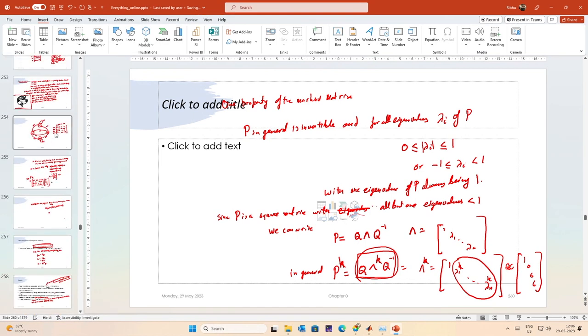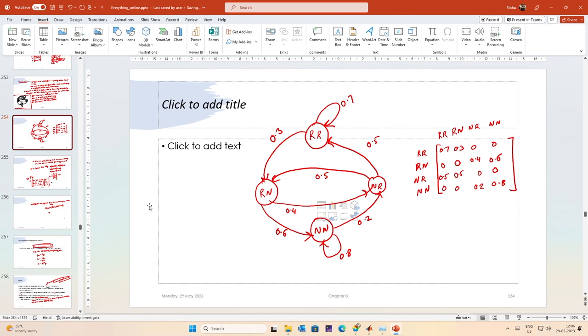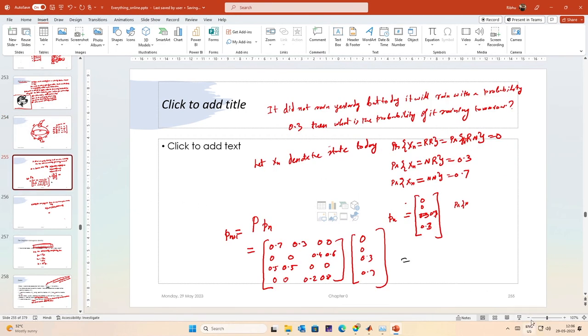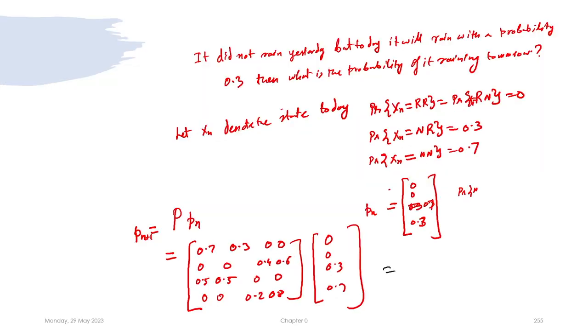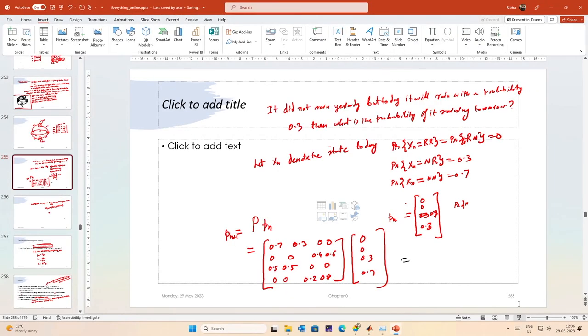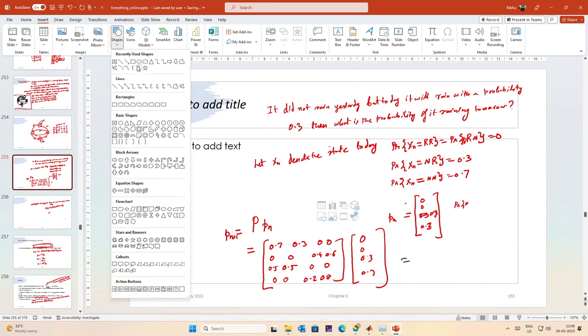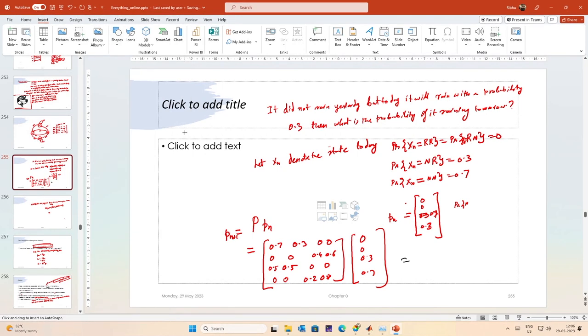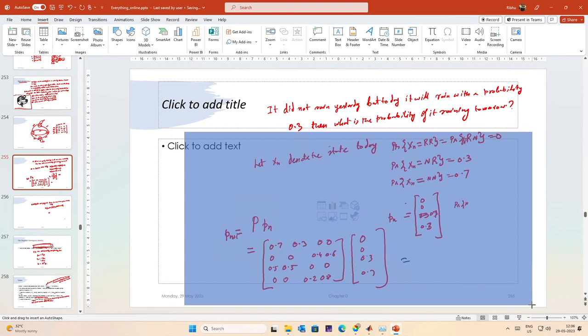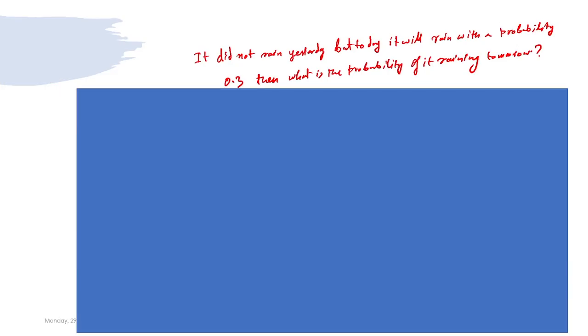Now, let us look at that weather problem again and see where we made an error. If it did not rain yesterday, but today it will rain with a probability 0.3, what is the probability of raining tomorrow? So, let us clear the canvas and relook at this problem and see what was the error that we were making. So, it did not rain yesterday.